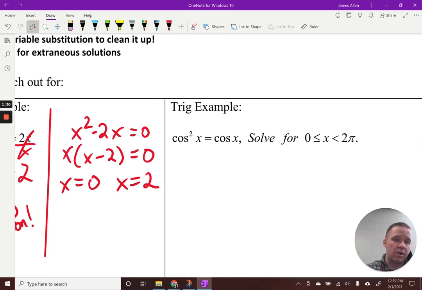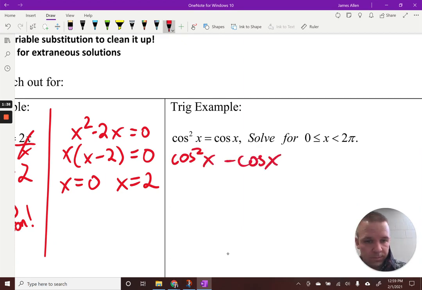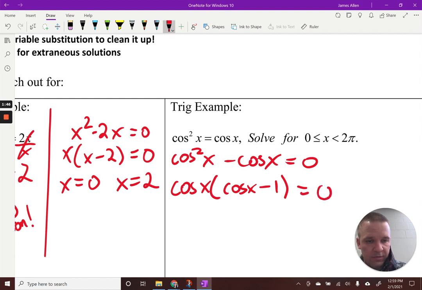We have cosine squared x equals cosine of x. So I'm going to bring everything to one side. And now I can factor out a cosine. Don't forget that leaves you with a 1 there. And now I can set each one equal to 0.